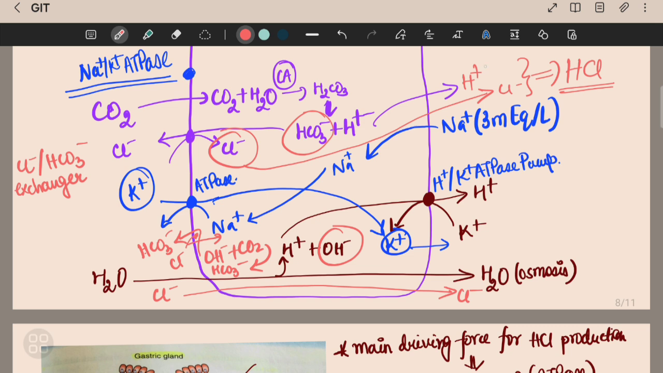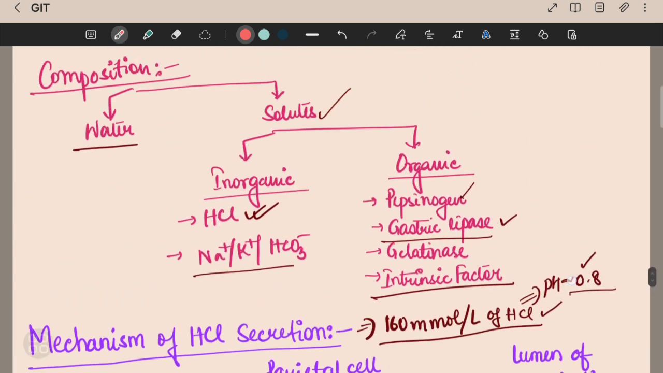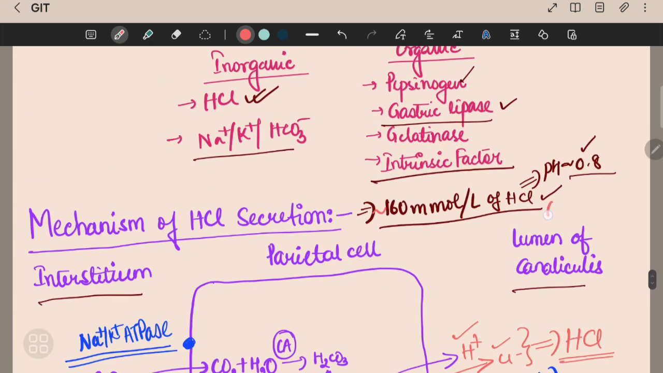Okay, so mainly you can see the ions present at higher concentration are H plus and Cl minus. Water automatically moves by osmosis from the interstitium into the lumen, which I've already discussed. So approximately 150 to 160 milliequivalent per liter of HCl is produced. Remember this is an approximate value, but there is always a range.